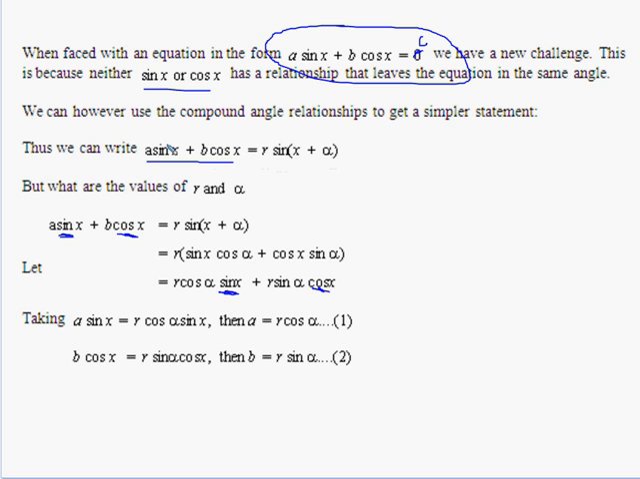So from that we could say that r sine (x plus alpha), when we expand it out, gives us this manipulation. In this case, r cos alpha would be equal to a, and b would be equal to r sine alpha, because we've got the relationship here, and then we can start to manipulate these. So we've got that situation.